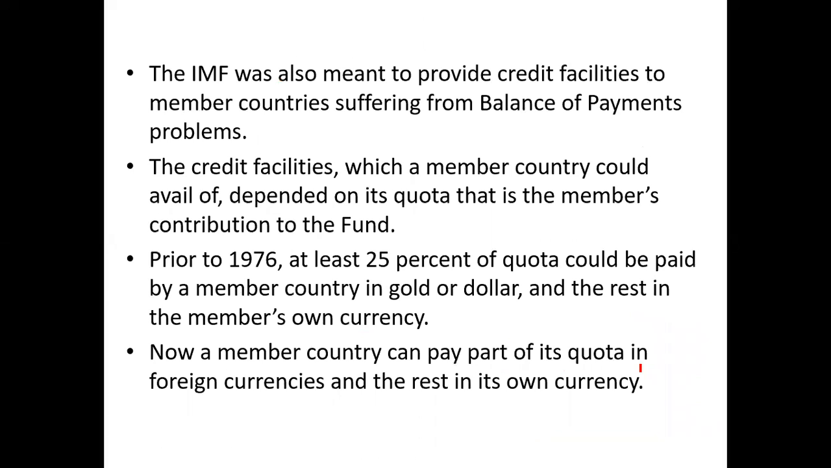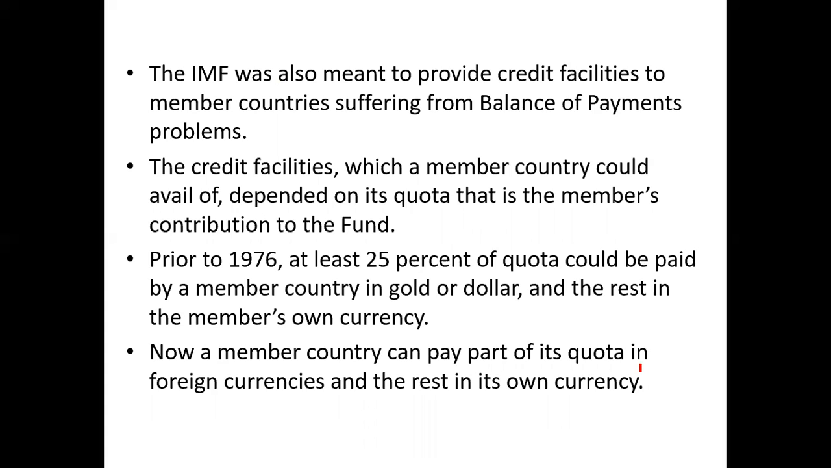Now, the IMF was also meant to provide credit facilities to member countries suffering from balance of payment problems. So if a country faced balance of payment problems, then IMF could help by giving foreign exchange or giving some kind of credit. So a country could be helped by IMF to get out of any balance of payment problems.